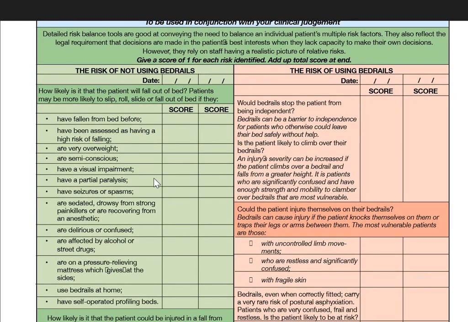So for each one of these that apply, you put a score of 1 in the box, okay? So if the patient has fallen from bed before, has been assessed as having a high risk of falling, if they're very overweight, if they are semi-conscious, if they have a visual impairment, if they have partial paralysis, if they have seizures or spasms, if they are sedated, drowsy from strong painkillers or are recovering from anaesthetic, if they are delirious or confused, if they're affected by drugs or street drugs or alcohol, if they're on a pressure relieving mattress which gives at the side, if they use bed rails at home, if they have self-operating profiling beds.